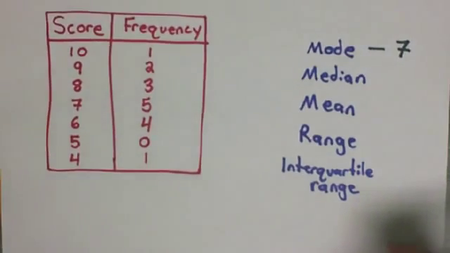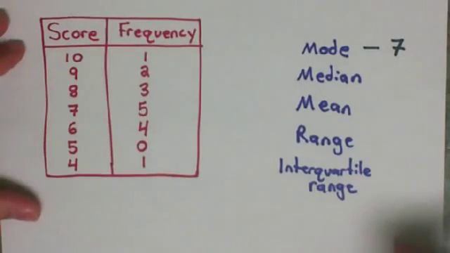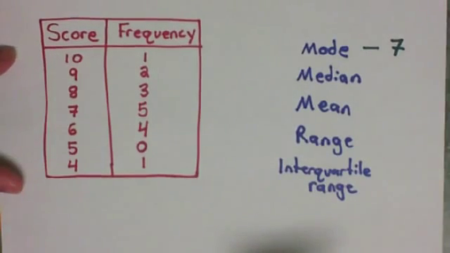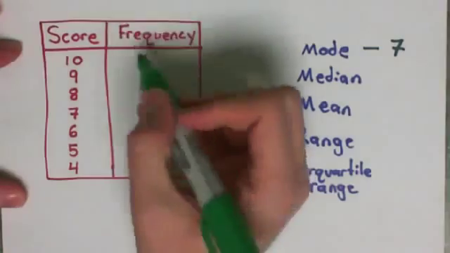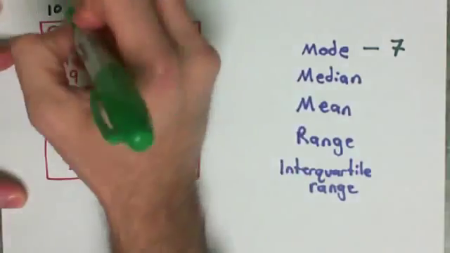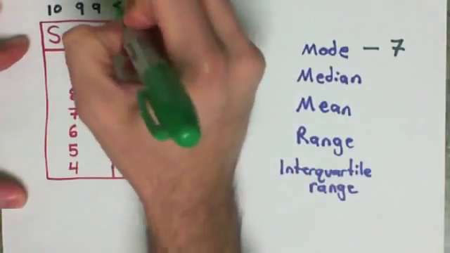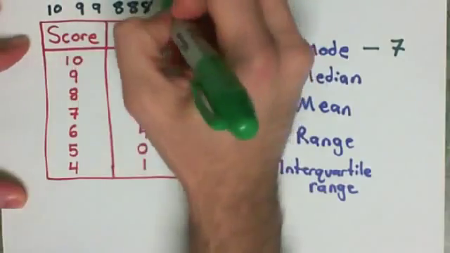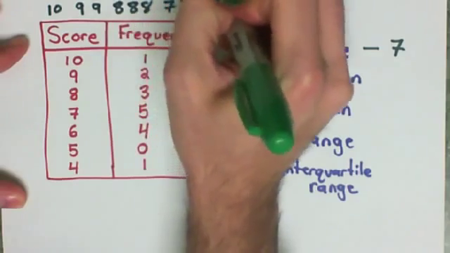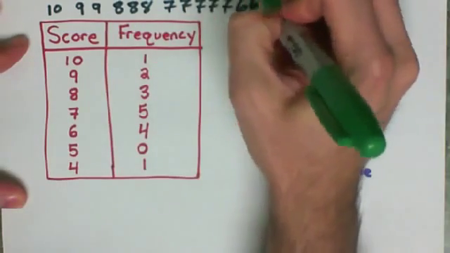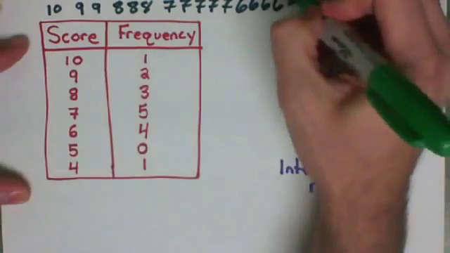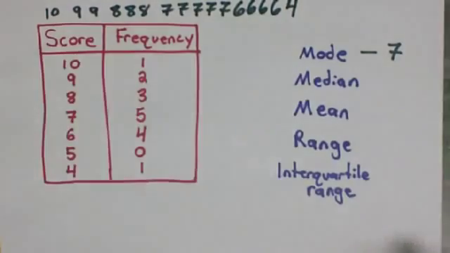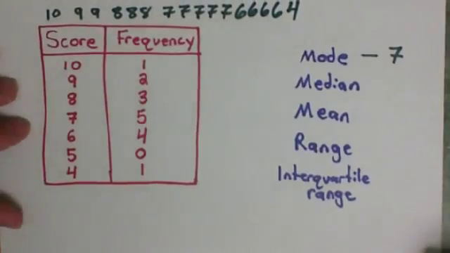The median is going to be a little more challenging to find. So I'd like to know what's in the middle. Now, one option you definitely have that I would strongly recommend for you as well is to write them out. This tells me there's 1 10, there are 2 9s, there are 3 8s, there are 5 7s, 1, 2, 3, 4, 5. There are 4 6s, 1, 2, 3, 4. There are no 5s, so I'm not even going to bother writing it. There's 1 4. And then from that I can do most of these other questions that I'm looking for. But let's see if we can find it from the table.